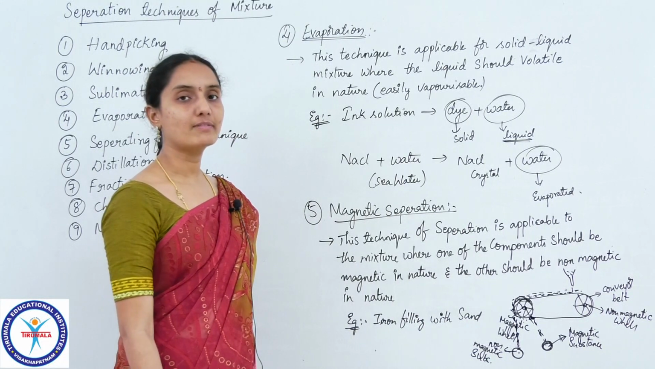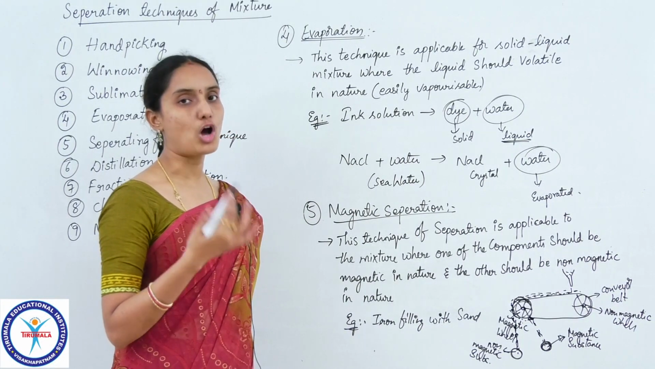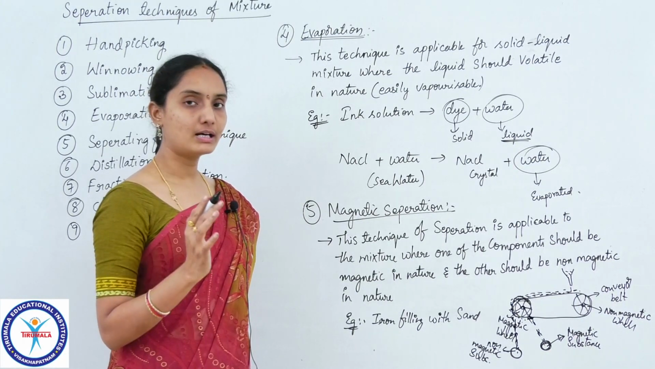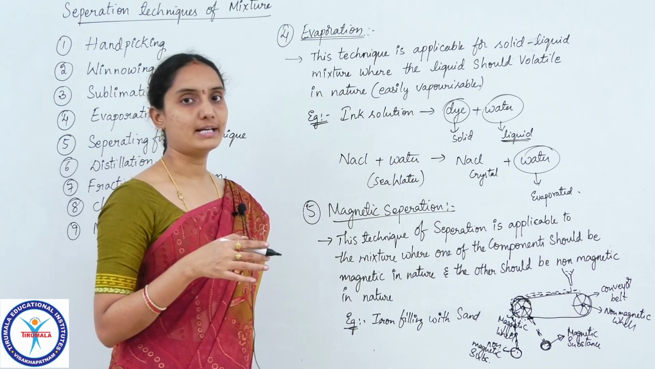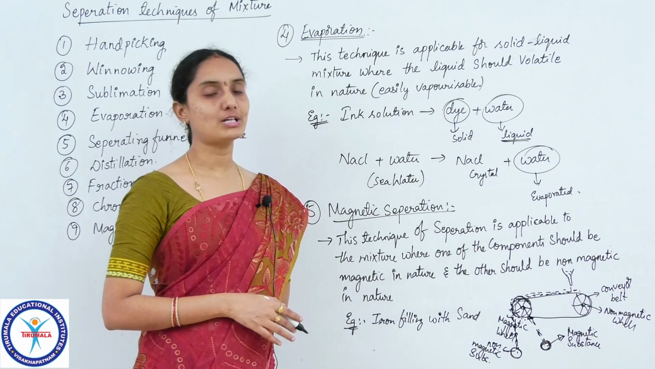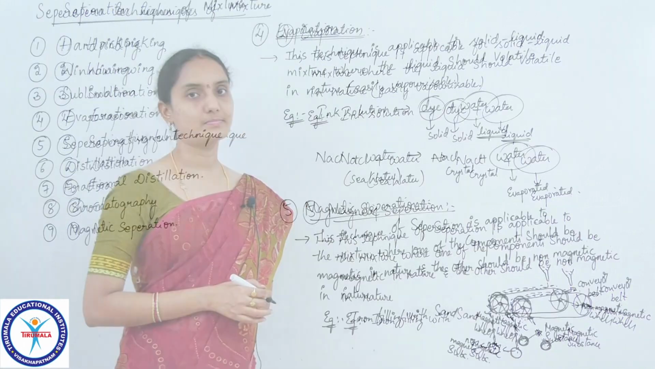In such a manner, we can separate the magnetic component of the mixture from the non-magnetic component by the physical character of magnetic or non-magnetic nature, children. So in this way, you can use the magnetic separation technique for a particular mixture.